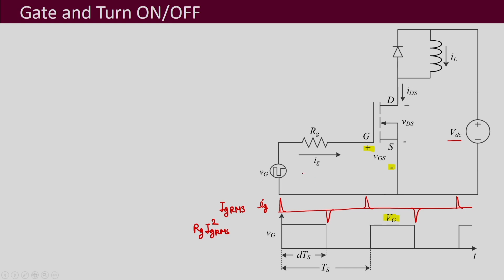And the driver's power requirement, if we call it P drive, will be the sum of the I square R loss associated with the resistor plus whatever is the power requirement of this MOSFET, which we can denote as P gate. This is what the driver has to supply.